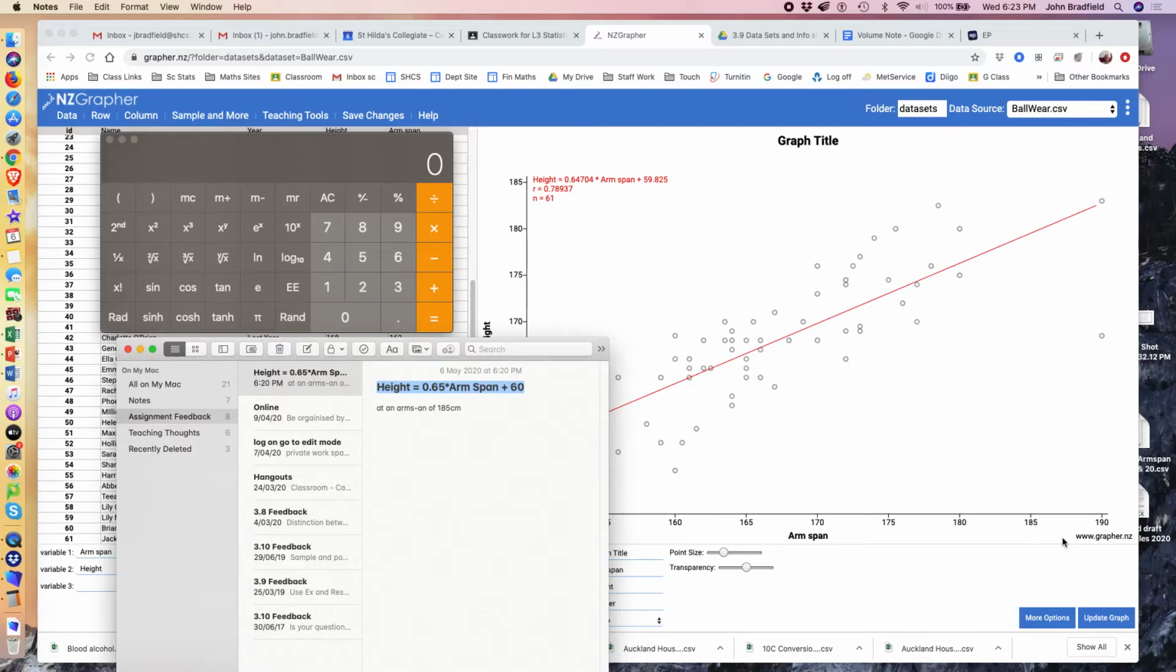So I've gone to 2 decimal places in terms of that 0.64704. I could have left it all in, times the arm span, plus, and I've just rounded that to 60 because it's pretty close. And I'm only going to go to the nearest centimetre anyway. So if I take that, what I've got to put in my calculator, if I've got that copied, or have I got that copied? I'm not certain. Copied.